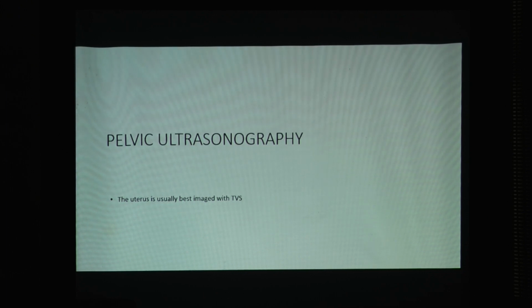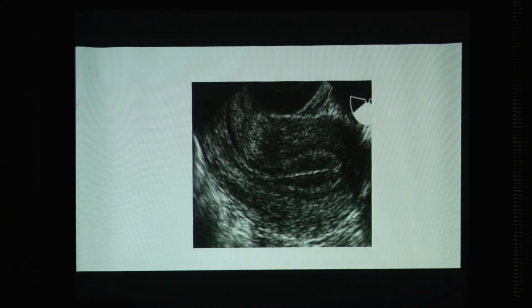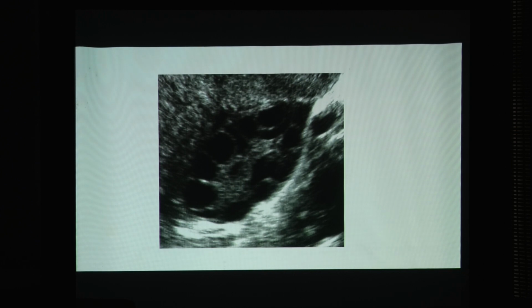The bladder acts as an acoustic window, displacing the bowels, and you get a good view. But now we can even use transvaginal ultrasound. Here is an endovaginal scan showing the normal uterus and the endometrium. Then this is the ovary, maybe a polycystic ovary with the peripheral garland-like distribution of the follicles.